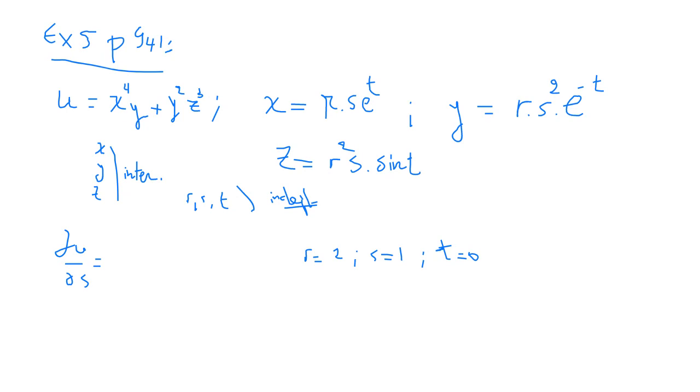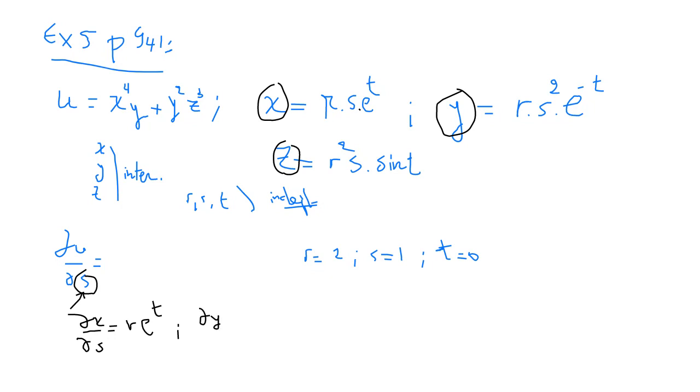First of all, you see that we need to compute the derivatives of all the intermediate variables x, y, and z with respect to s. So we'll write down the partial derivative of x with respect to s first of all. How much is it? The s is just a constant multiplier for r e to the t. So the derivative with respect to s is r e to the t. Now the derivative of y with respect to s is going to be 2 r s e to the minus t. And finally, the derivative of z with respect to s is how much, guys? It's r squared sine t. Is it okay with you guys?